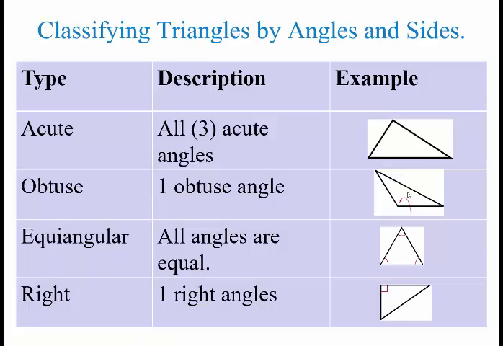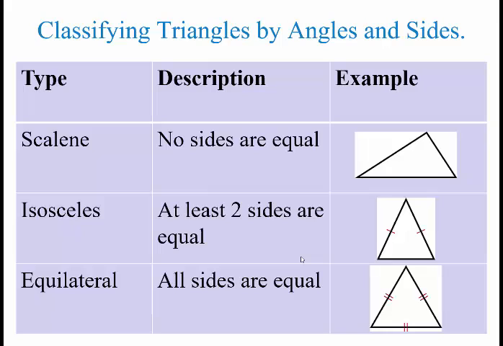All right, so here's how you classify some different types of triangles by their angles and sides. There's an acute triangle, and that's where all three of the angles in the interior of the triangle are acute angles, so less than 90 degrees. You can have an obtuse triangle, which means there's one obtuse angle, an angle greater than 90 degrees. You can have an equiangular triangle, where all angles are equal, like this. They all have the same angles. You can have a right triangle that has one right angle like this. There can only be one right angle.